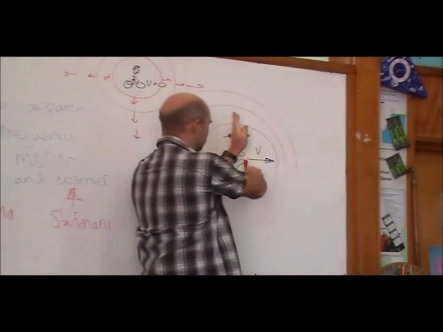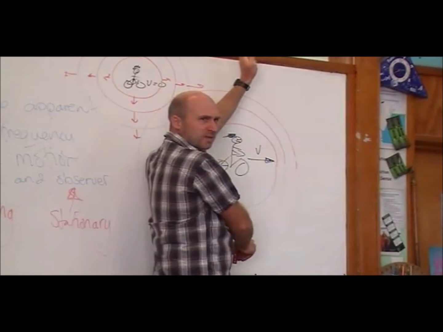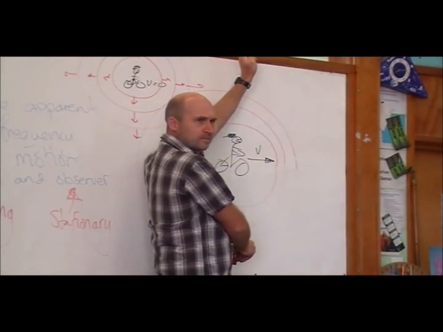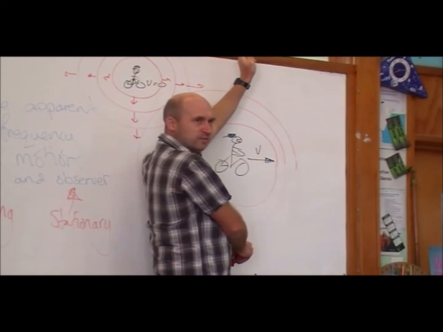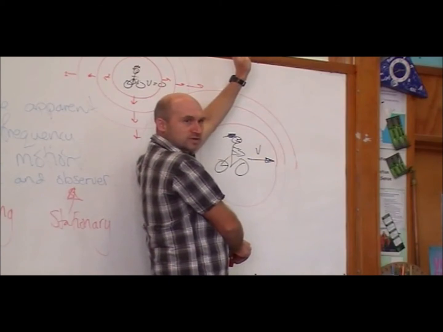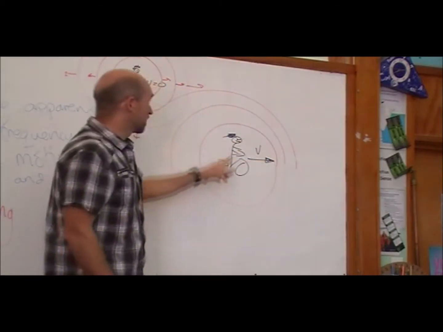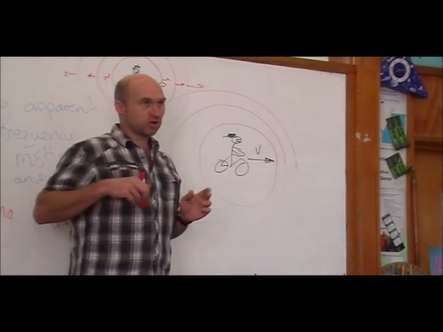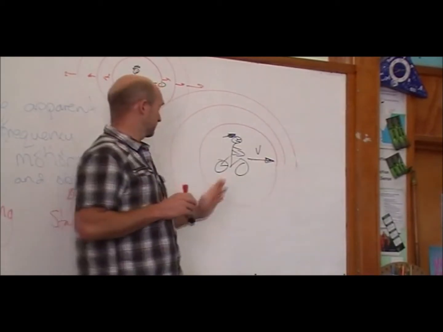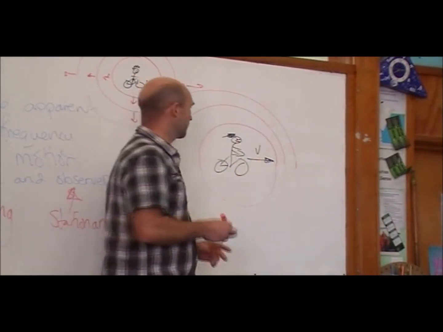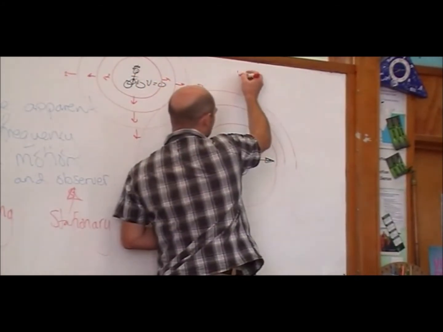Out to the sides, what happens? Kind of compressed, kind of not compressed. How much is the source moving upwards and downwards? So how much compression occurs upwards and downwards? None. So there's no change in frequency when you're perpendicular to the source, like it's moving past you, there's no compression that way.